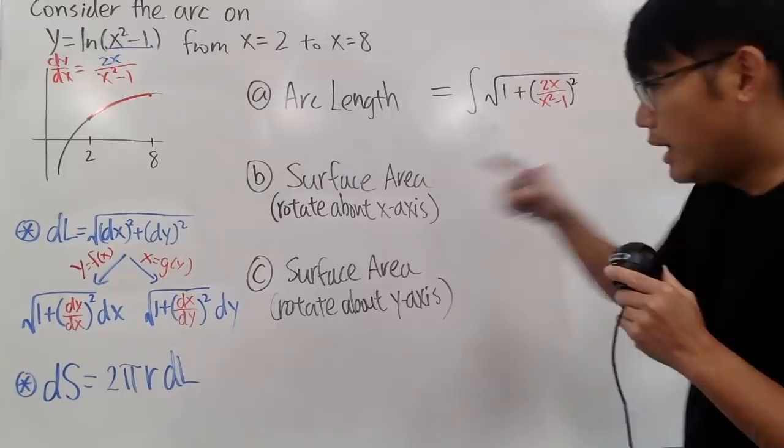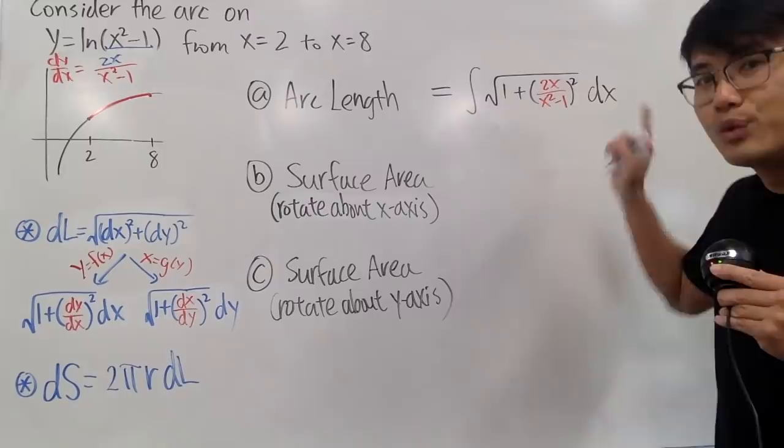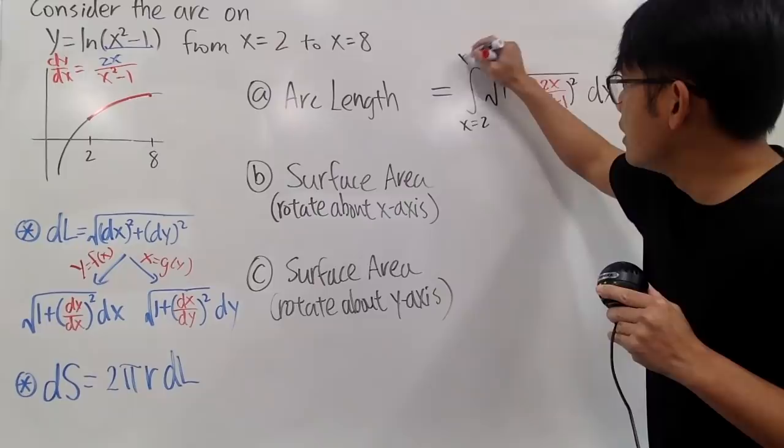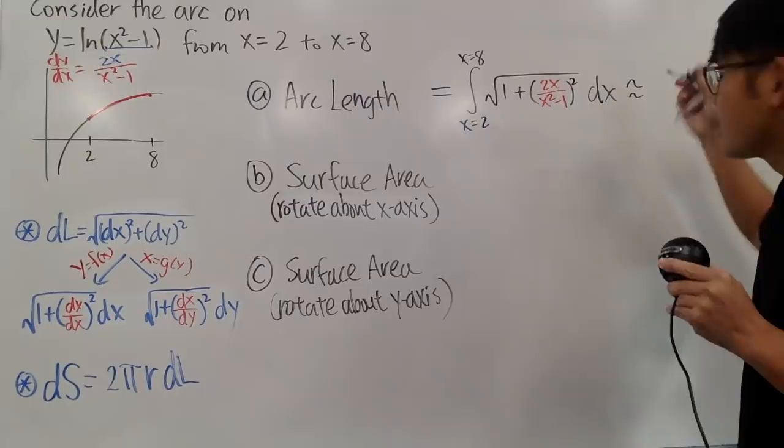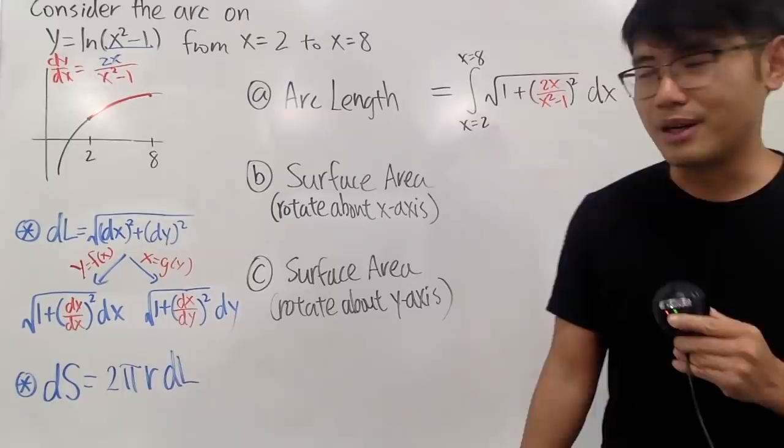And as you can see, because of the dx, we know that we have to set this up to be going from x equals 2 up to 8. And this right here is it. Again, use your graphing calculator, right? Just practice how to use it so you can do that later on, on the exam also.